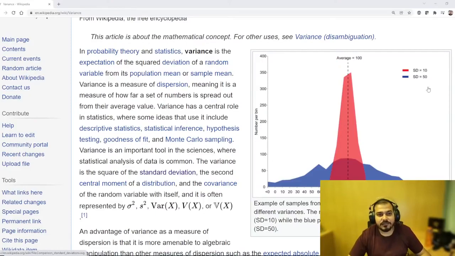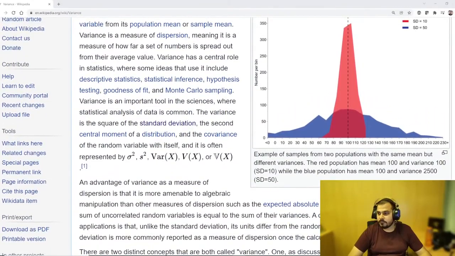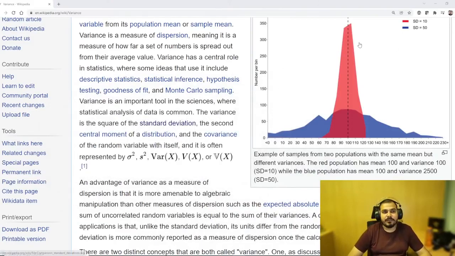Okay. Now let's forget about standard deviation for right now. I hope everybody is able to see this. Okay. Now, in this particular image, what do you see over here? You can see over here standard deviation is 10, standard deviation is 50. Now, if you see the standard deviation formula, it is nothing but root of variance. Okay, root of variance.